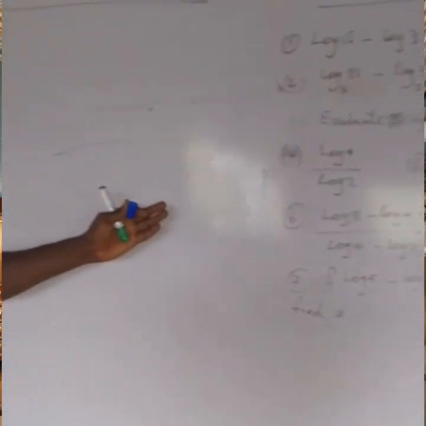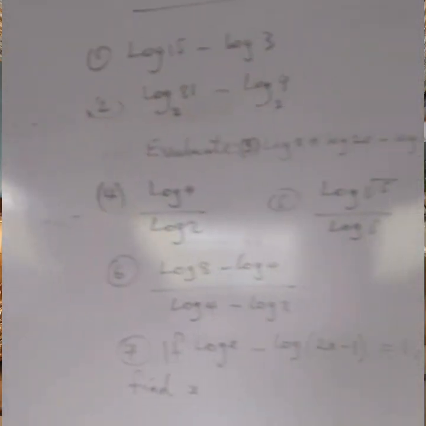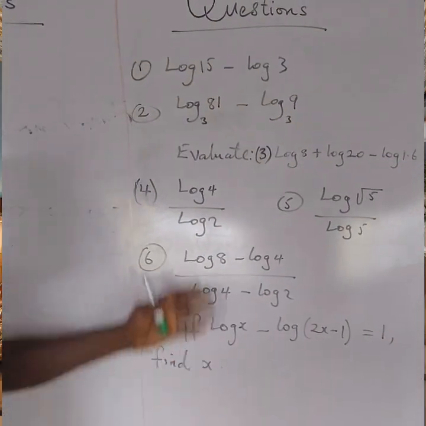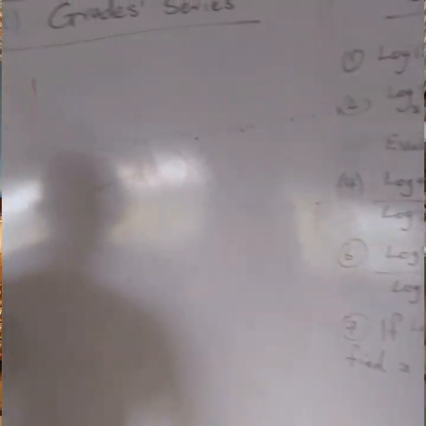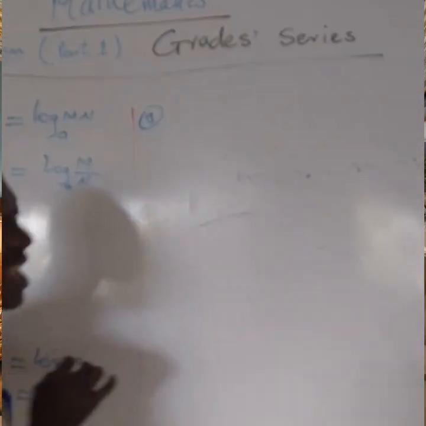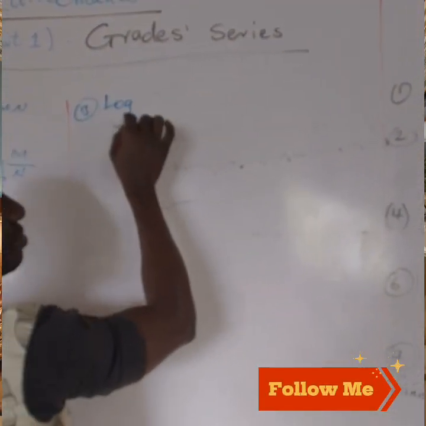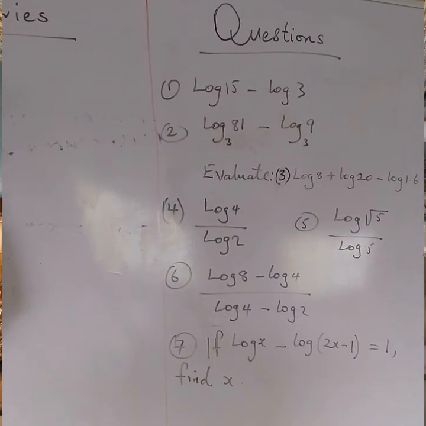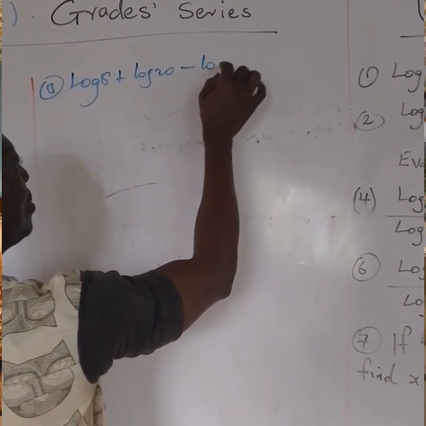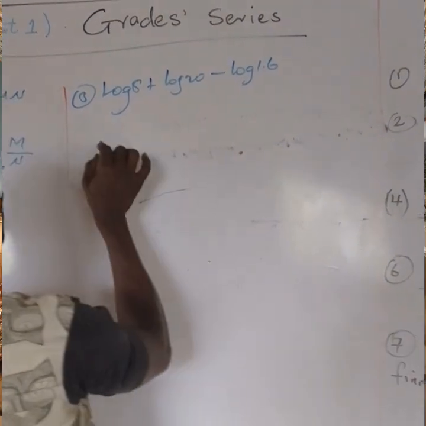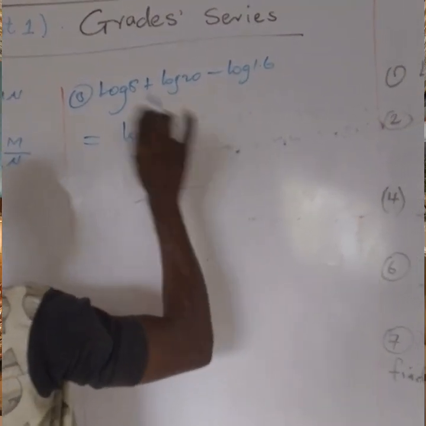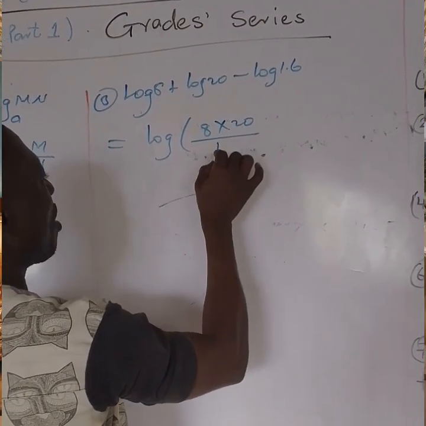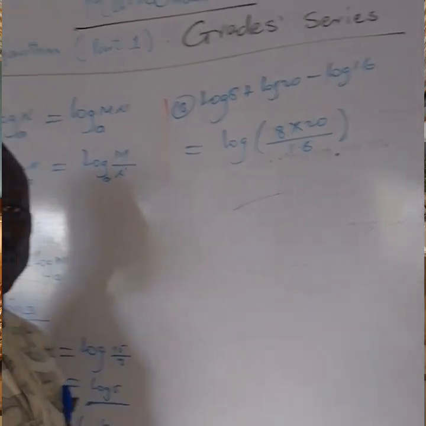We can proceed to question number 3, which is also in base 10. Question number 3 this time around has 3 expressions, and it has both addition and subtraction. And so we are going to say number 3, that log 8 plus log 20 minus log 1.6 will be the same thing as log, picking just 1, 8 times 20 divided by 1.6. That is what it should be.